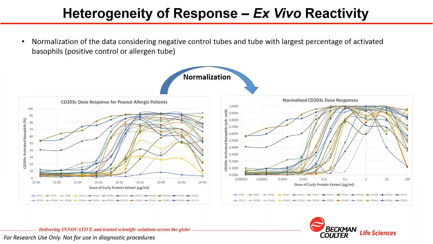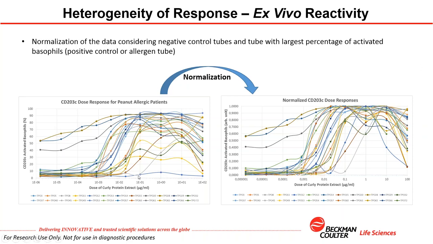Considering this heterogeneity in ex vivo reactivity, it is sometimes important to normalize the data that you're gathering through basophil activation testing. To do so, we basically consider the negative control and the highest reacting tubes in a dose response, and these highest reacting tubes can be either the positive control or an allergen tube at a given concentration. And once we consider these negative and these highest reactive tubes, we can normalize the data so that the dose response for each of the donors can truly go from 0 to 1. And this is really a way to facilitate the characterization of the behavior of the different donors.